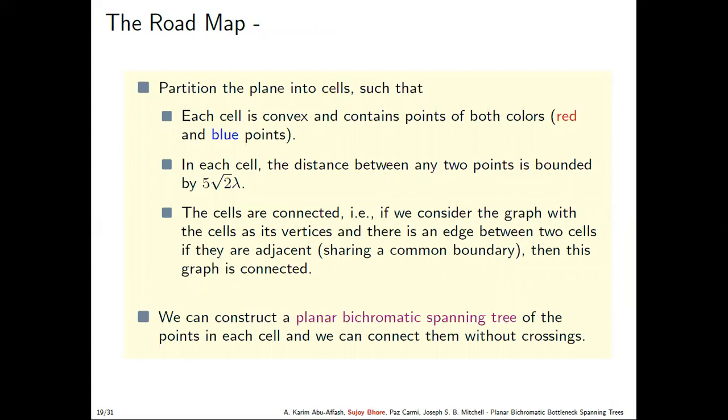And the cells are connected. That is, if we consider the graph with the cells as its vertices, and there is an edge between two cells if they are adjacent, sharing a common boundary, then this graph is connected. We can construct a planar bichromatic spanning tree of the points in every cell in the second stage, and then we connect them without crossings across the cells.